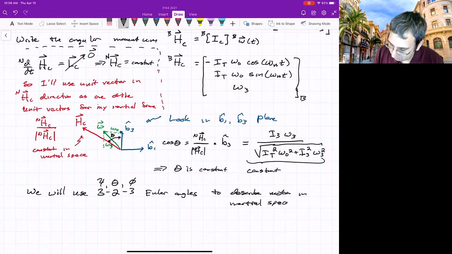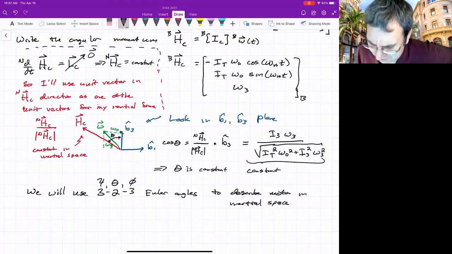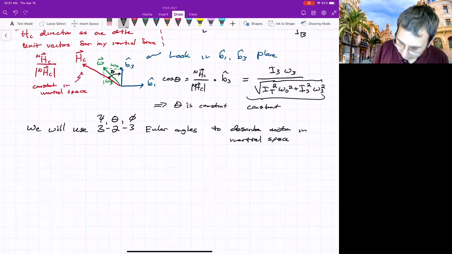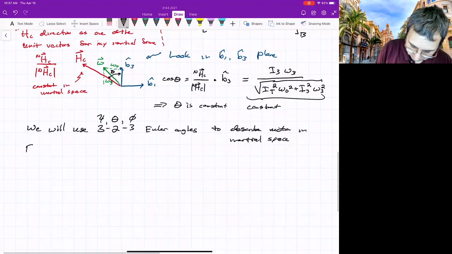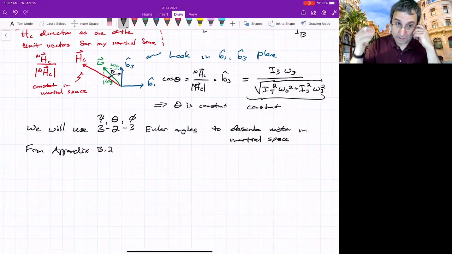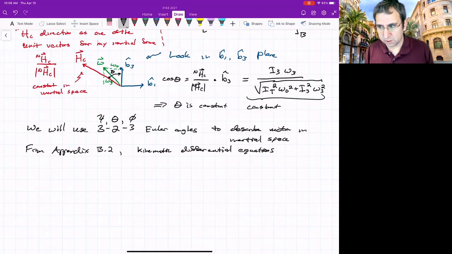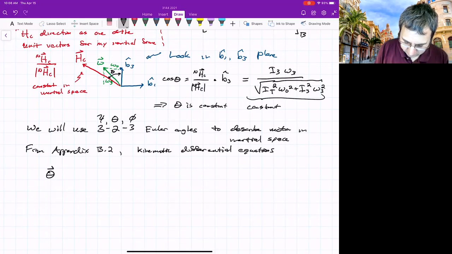We want to describe how the B frame connected to the body is changing with respect to the inertial frame. And I think I'll pick the unit vector that's pointing in the angular momentum direction as one of the unit vectors for my inertial frame. In fact, maybe I don't even need to specify what the other two are, as long as I pick that one. If you were to write this out, how do the Euler angle rates change in time? Well, from what we've talked about, and also from Appendix B2, it's got the kinematic differential equations for each of the sets of Euler angles. And if you remember, you write the Euler angles as a vector. It's just easier and more compact to write it that way.